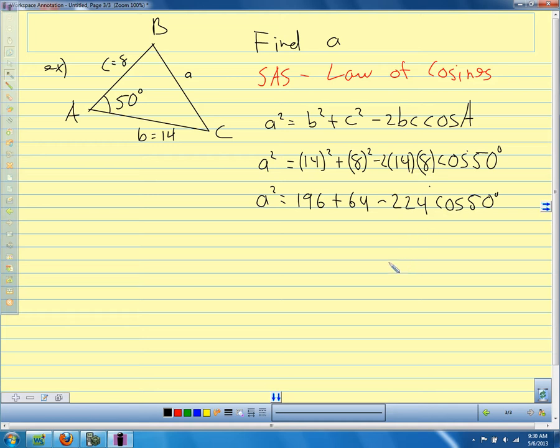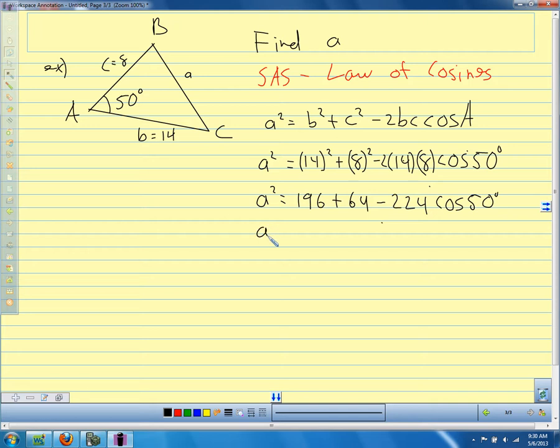Now right here is where a lot of people will make a mistake. They'll say, oh, I have 64 minus 224, and they'll subtract those two numbers. The 224 and the cosine of 50 degrees are multiplying each other. So remember, PEMDAS tells you to do multiplication first. You can't subtract this 224 from these numbers. This is multiplying the cosine of 50 degrees. So that's one place that a lot of people will make a mistake: they'll subtract 224 from whatever's over here. This is multiplying, so you can't subtract it.